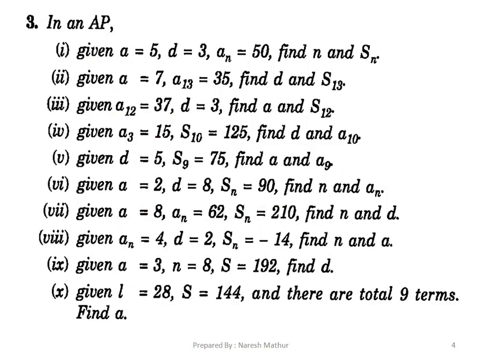Now the next one, in an AP we are given some terms and we have to find one or two values of the AP. So we have a variety of questions here. Let's see one by one. Alright, in the first question what we are given is the value of a equals to 5, d equals to 3, an equals to 50. We need to find the value of n and Sn.